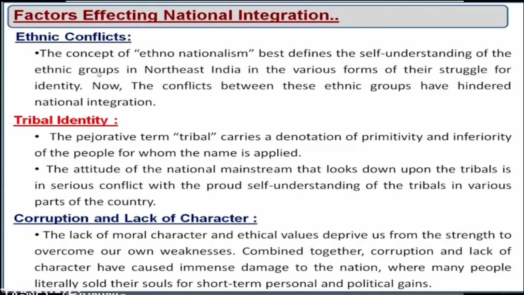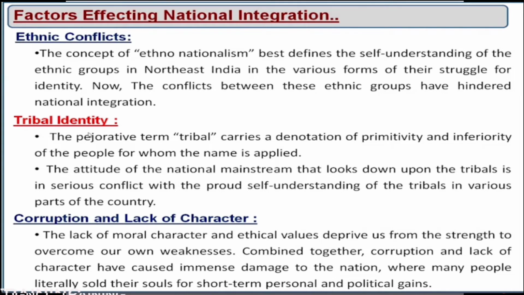Coming to ethnic conflicts. While the modern concept of nationalism is closely linked with the concept of nation and state, nowadays scholars describe another prevailing notion of nationalism such as religious nationalism and ethno-nationalism. The concept of ethno-nationalism best defines the self-understanding of the ethnic groups in Northeast India in the various forms of their struggle for identity. Now, the conflicts between these ethnic groups have hindered national integration.